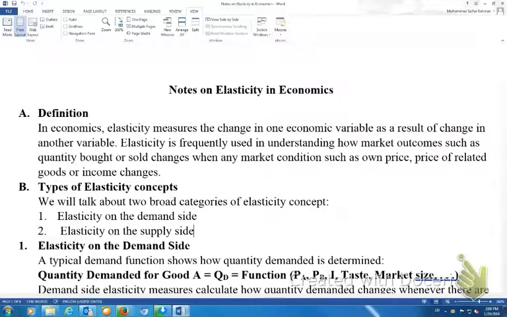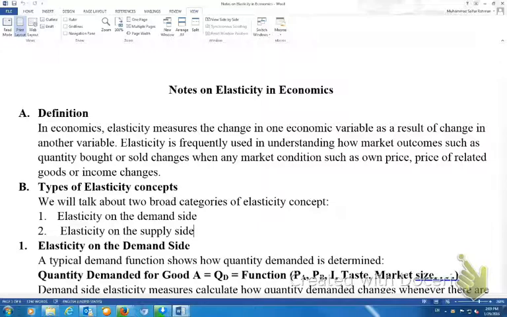Hello, welcome back. Today, I would like to talk about the concept of elasticity in economics. As I will show, there are various areas where the elasticity concept is utilized in our economics course.